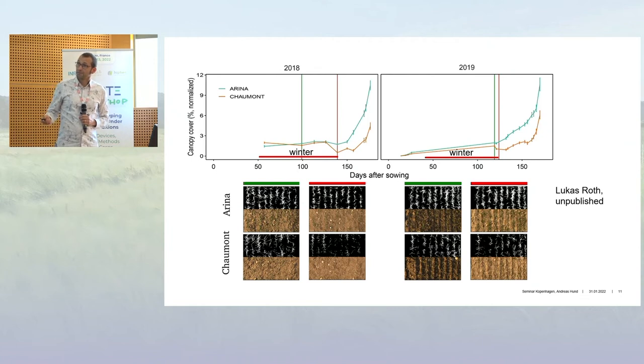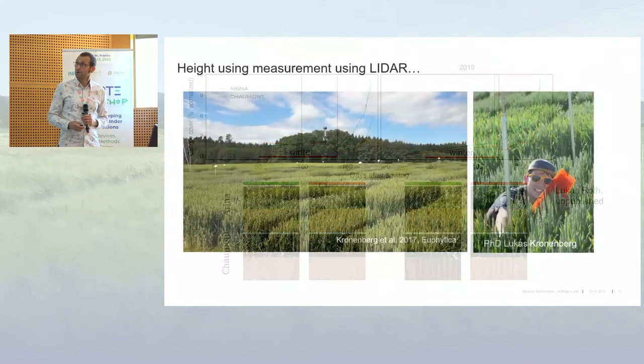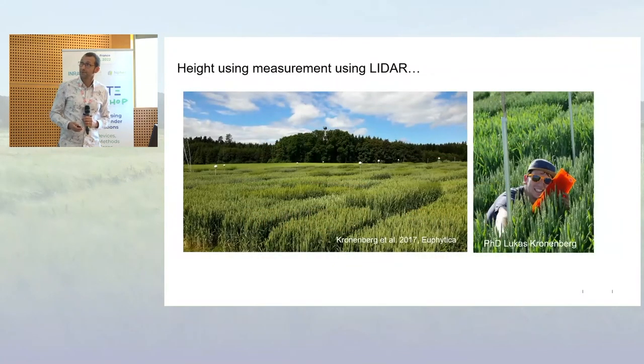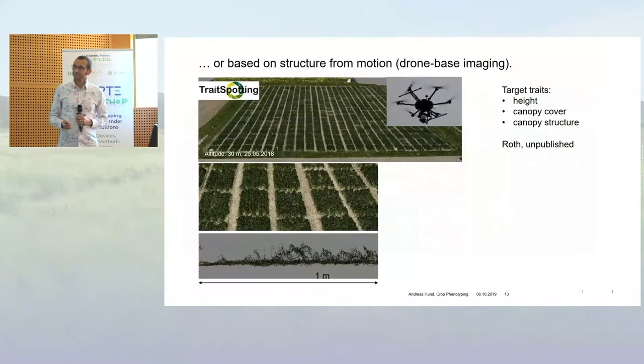And you have here Arena is a winter type. This is Chaumont, which is a spring type, a facultative wheat type. The wheat breeders in Switzerland are using more and more spring types grown over winter. And you can see regularly in the spring types that you have this dip. And now we are going into the height development.